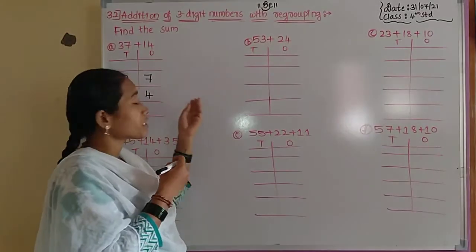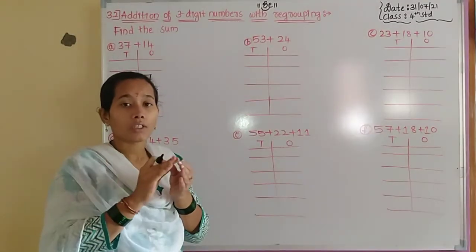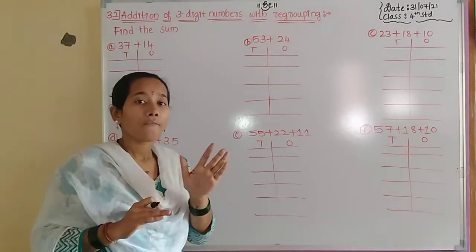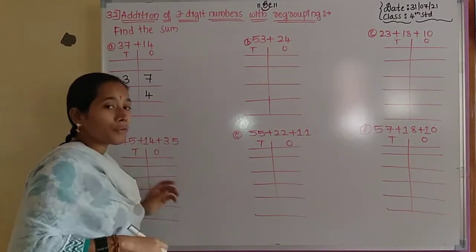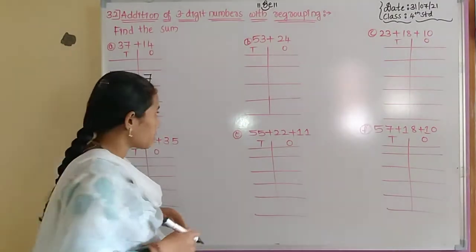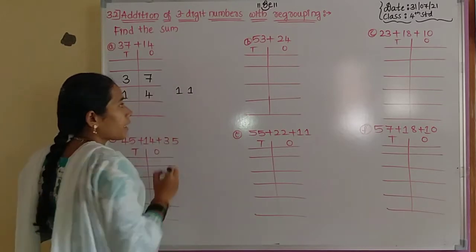So the first rule is to start the addition, or add the digits, in the ones placement. Okay, not in the tens placement, not in the hundreds placement. First start the addition in the ones placement. The ones placement contains 7 and 4. If we add 7 and 4, 7 plus 4 is equal to, very good, that is 11. Here we got the number 11.